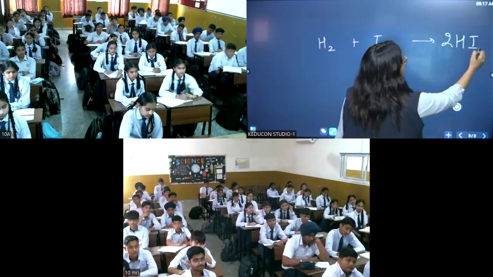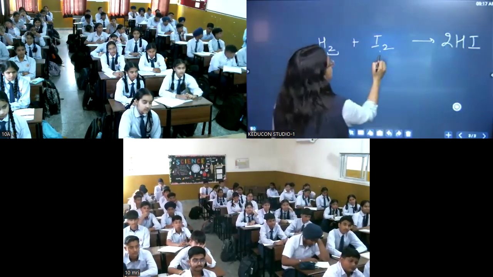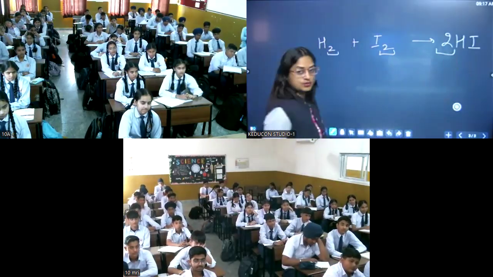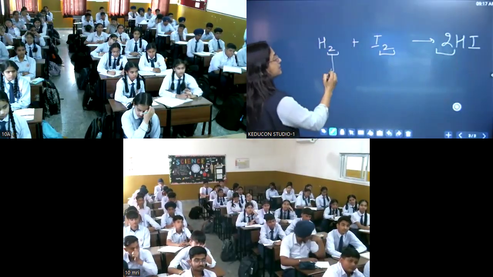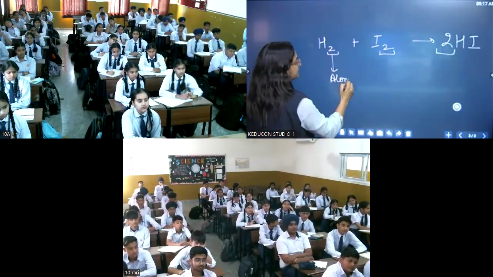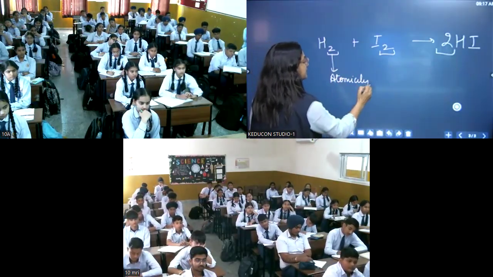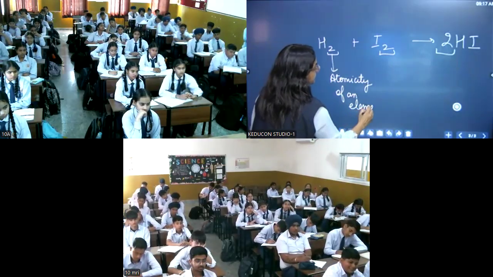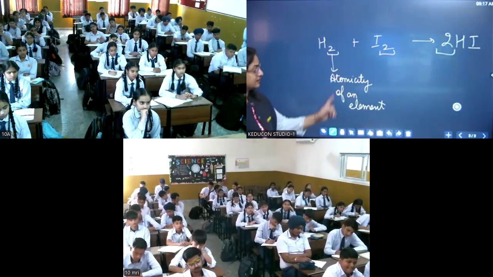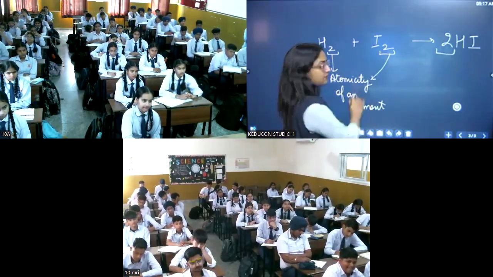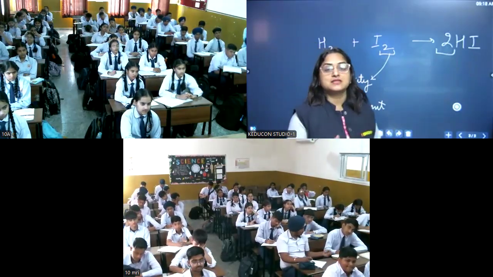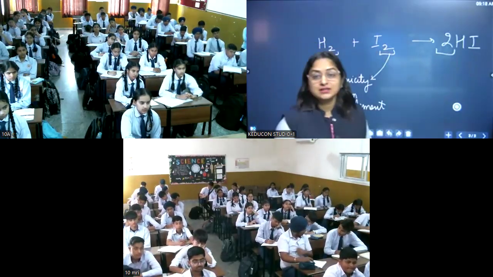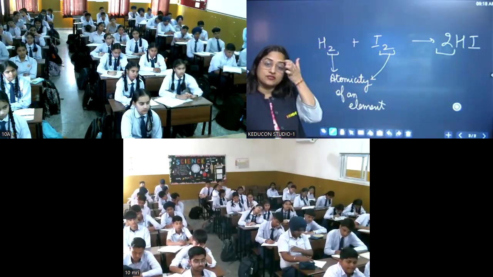I'm asking you, what is the difference between this and this? This is called atomicity. Atomicity of an element. This is also atomicity of an element. How many atoms are combined with each other? That is called atomicity of an element.